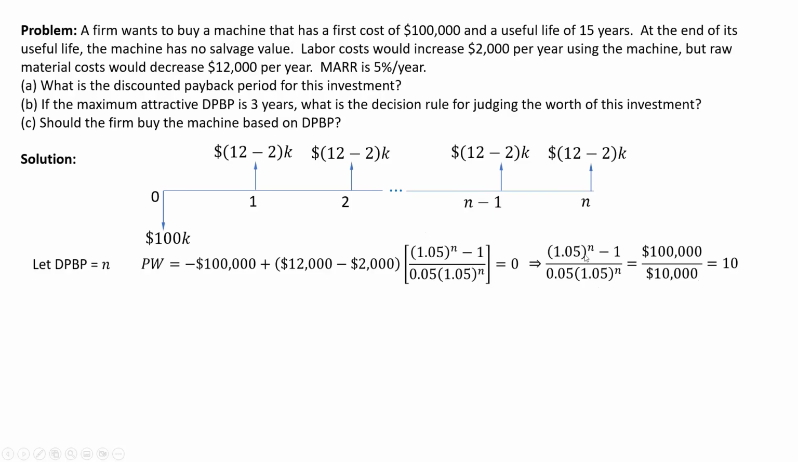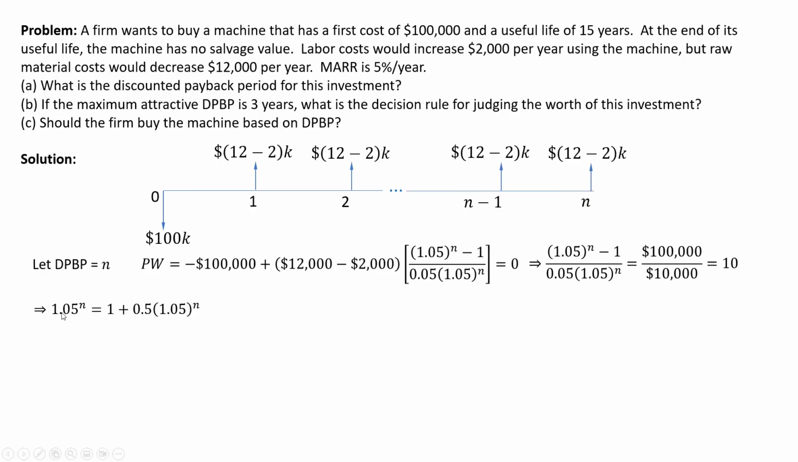Now the question is, how do we find n? Luckily, this is 1.05 to the n, and this is also 1.05 to the n. So think of it as x minus 1 over 0.05x. That is equal to 10. Can we not solve for x, right? So that's the strategy I'm adopting.